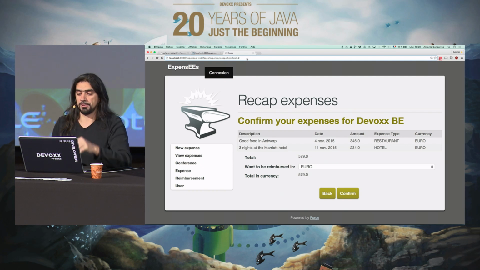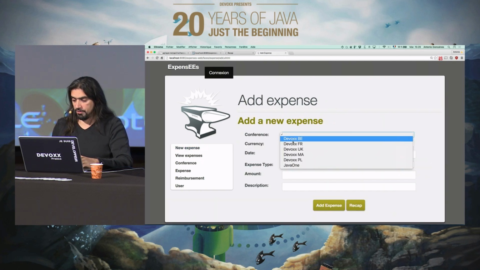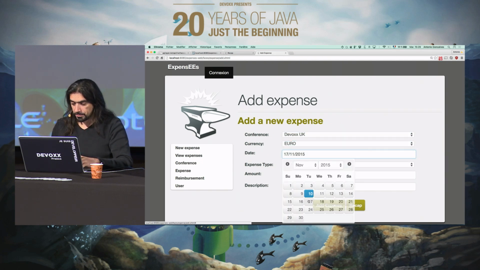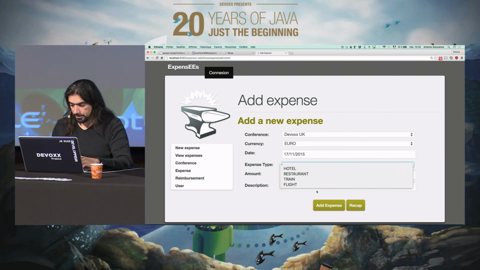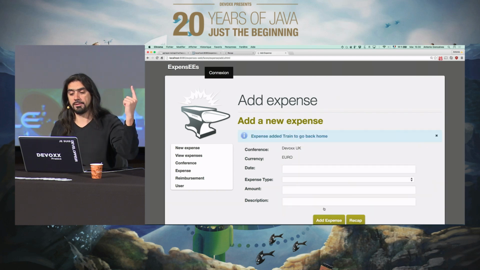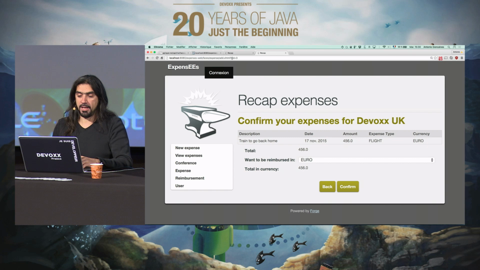I have 2 expenses. If I open another browser tab and add other expenses, let's say for Devoxx UK, it's in pounds, but hey. And I go flight. So here I only had 1 expense. I recap, and I have a conversation ID equals 3.